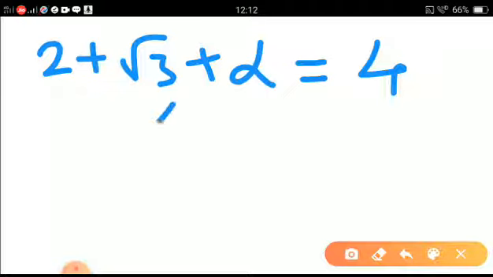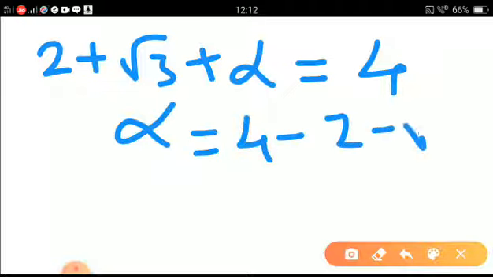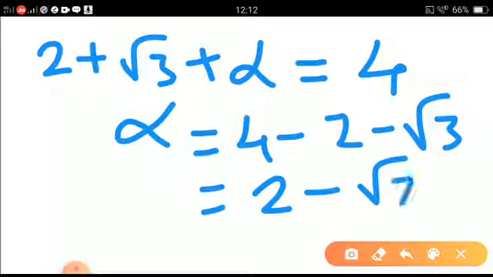So what will be the value of alpha? Alpha is equal to 4 minus 2 minus root 3. So I'll get 2 minus root 3. So the second root will be 2 minus root 3. Is that clear? Okay.